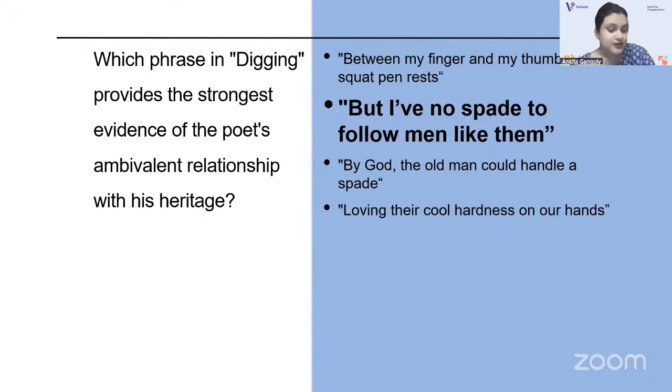This line captures the core tension in the poem Digging. The tension between admiration for his ancestors' manual labor and his own decision to pursue a different path as a writer. That's why he says, but I have no spade to follow men like them. He admires his ancestors, but he does not walk exactly in their footsteps. He's full of admiration, yet different from his ancestors.